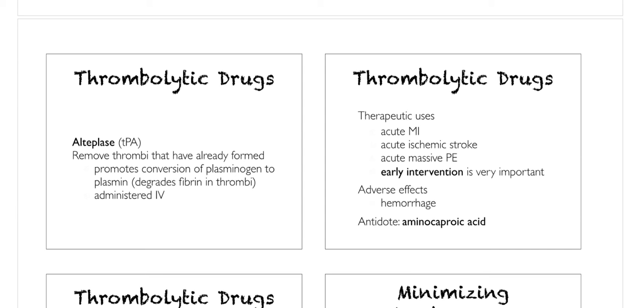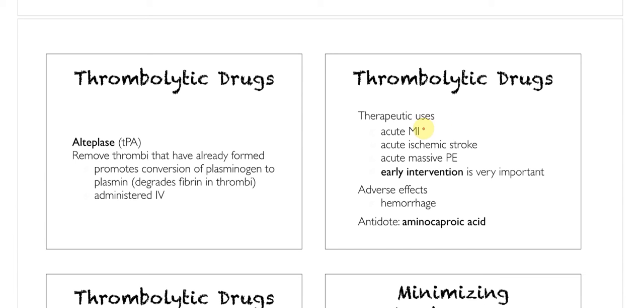So this is going to promote conversion of plasminogen to plasmin, which is required for degrading fibrin in thrombi. We already have a bit of plasmin in our body, but this is going to promote a tremendous amount of plasminogen to convert to plasmin to destroy these clots. It is administered IV because that's the way we have the fastest activation.